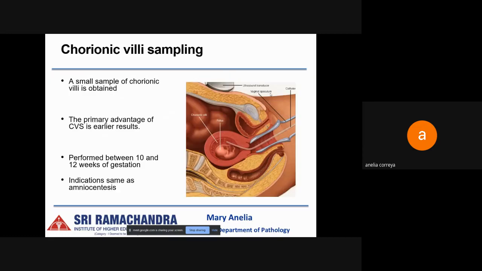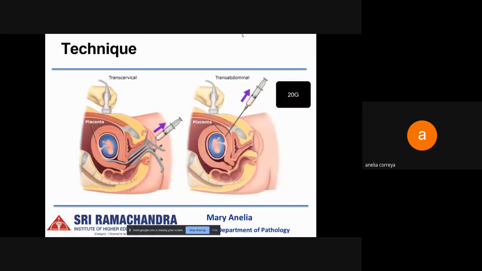The next invasive test which is done is chorionic villus sampling. As the name suggests, we obtain a small amount of chorionic villi for testing. And the primary advantage of chorionic villus sampling is that it can be done at an earlier age of about 10 to 12 weeks of gestation itself. The indications are similar to that of amniocentesis, but however, biochemical tests like alpha-fetoprotein levels cannot be determined using this sample. The technique is that we're able to do it transcervically using a speculum and a long metal stylet, or we can do it transabdominally using a 20 gauge needle.